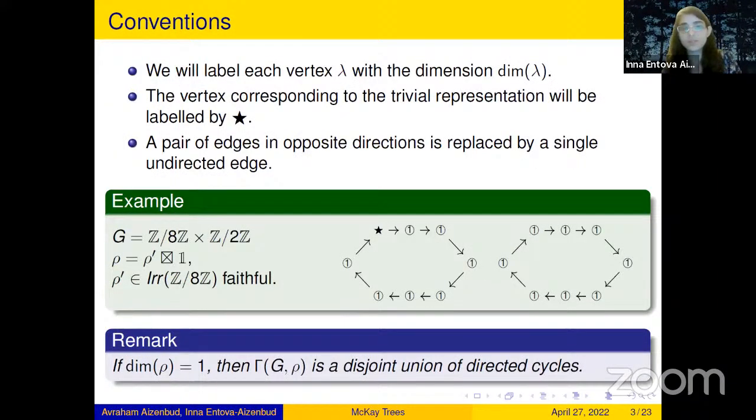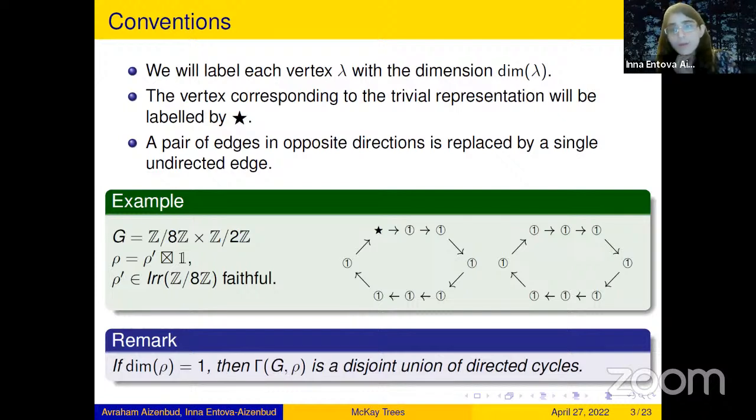And here are some conventions. When we draw a vertex, we'll always label it with its dimension, the dimension of the corresponding irreducible representation. The vertex corresponding to the trivial representation we will label by star, because it is sometimes important to know which vertex corresponds to the trivial representation. And also, just to save some writing, we will draw one single undirected edge for every pair of edges in opposite directions.